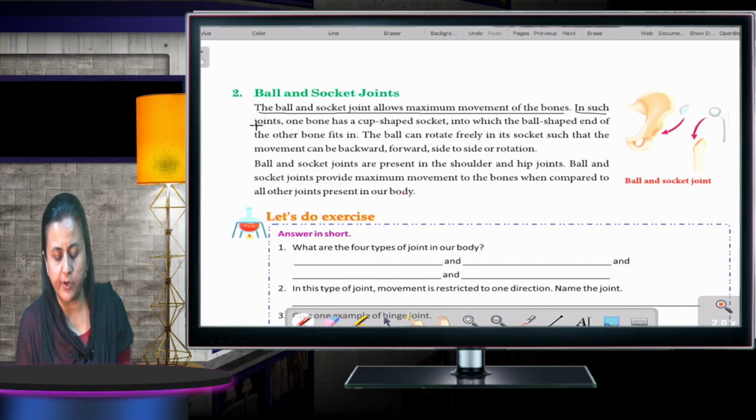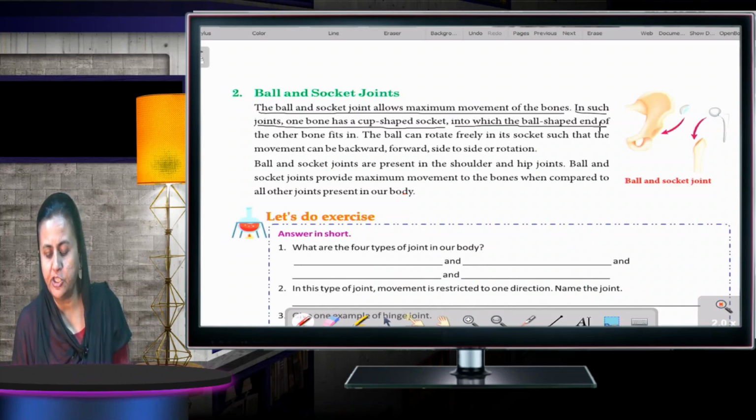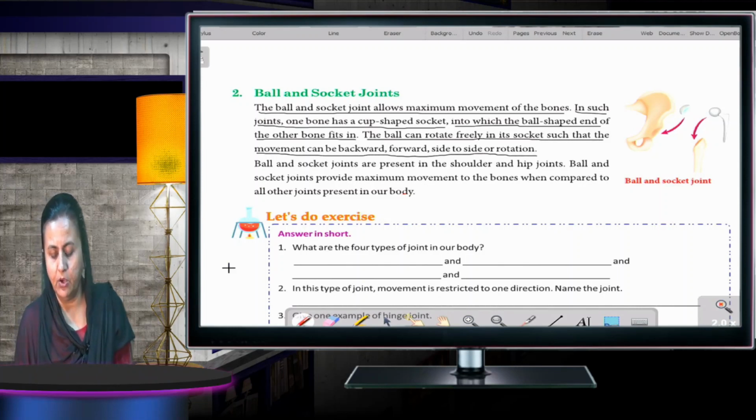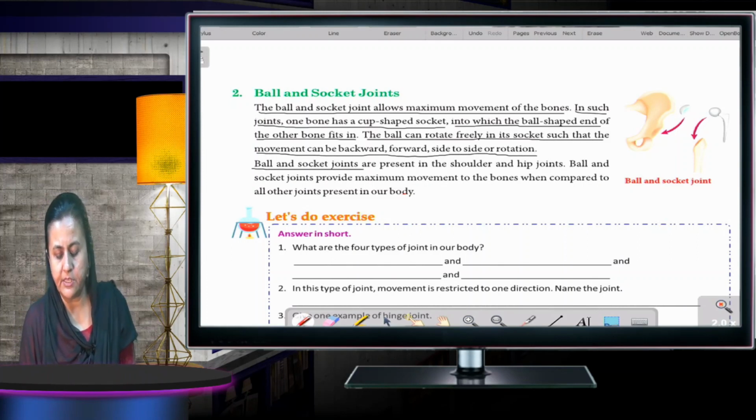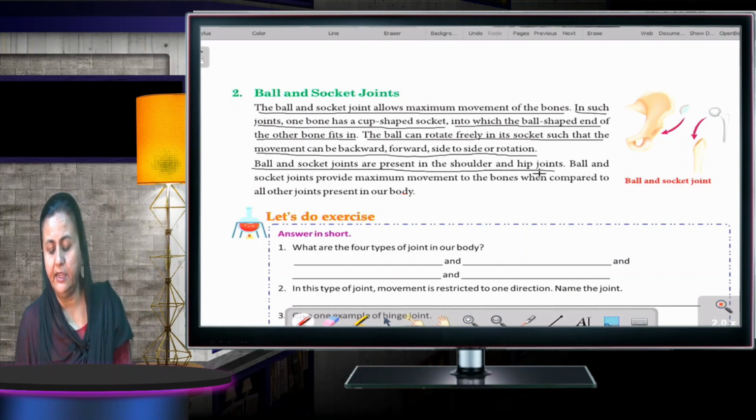In such joints, a bone has a cup-shaped socket into which the ball-shaped end of the other bone fits in. The ball can rotate freely in its socket such that the movement can be backward, forward, side to side or rotational. Ball and socket joints are present in the shoulder and in the hip joints.